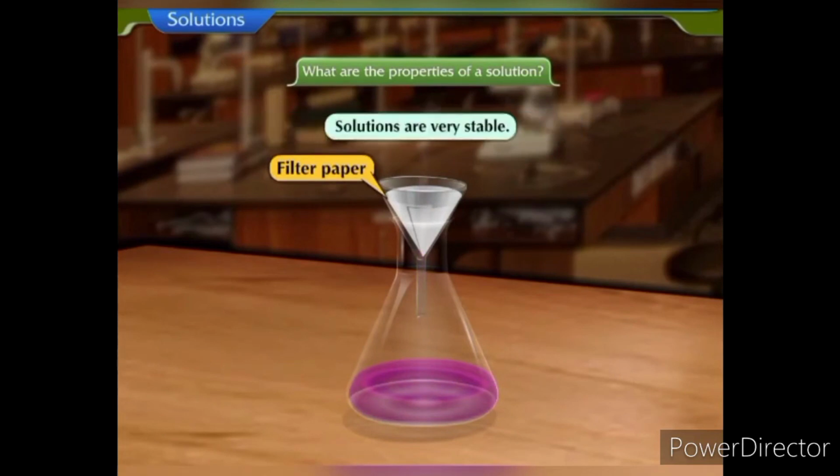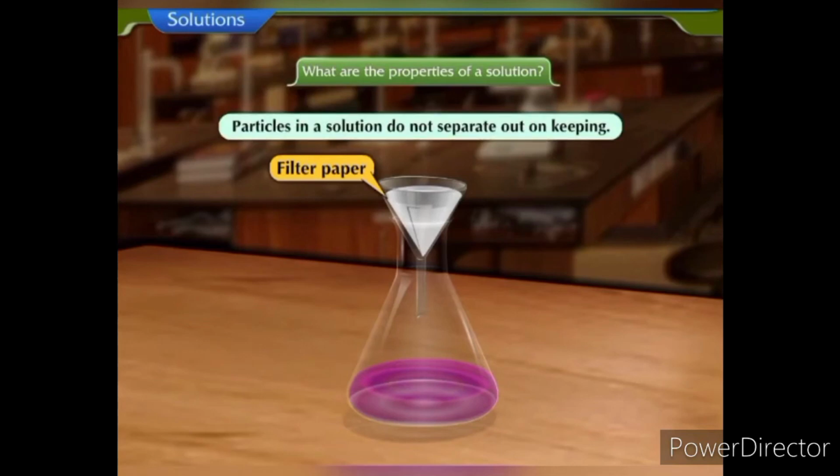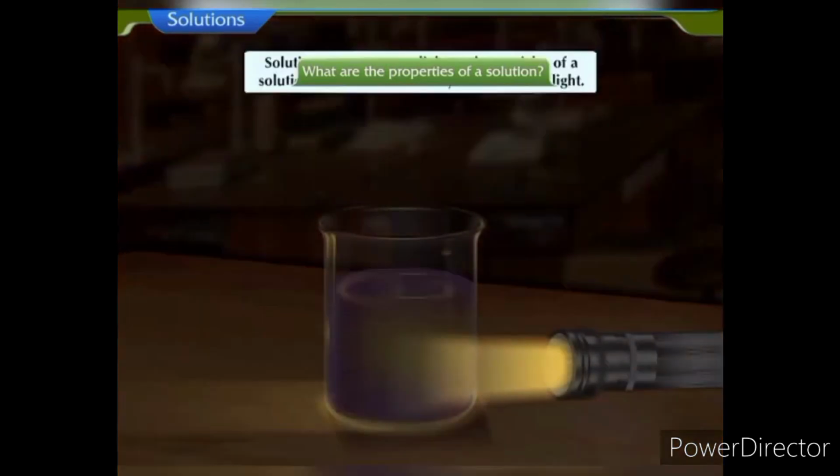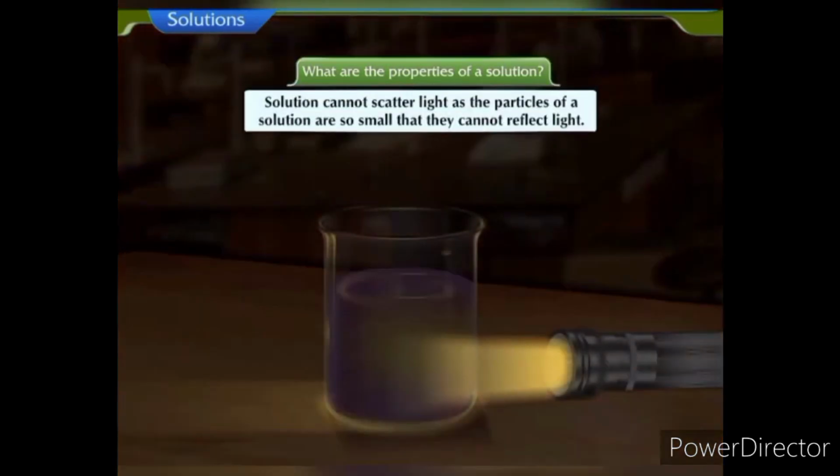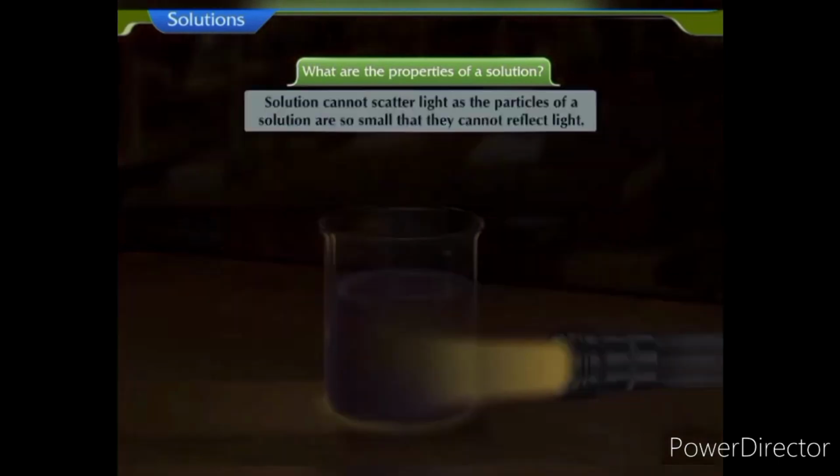Solutions are very stable, that is, the particles in a solution do not separate out on keeping. A solution cannot scatter light as the particles of a solution are so small that they cannot reflect light.